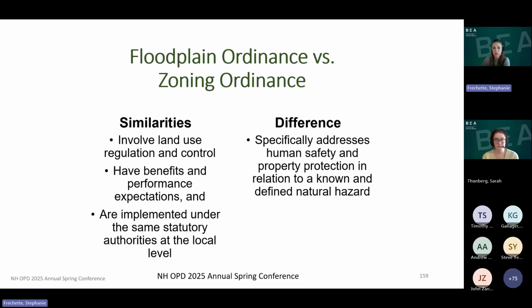The main difference between them is regarding how they address human safety and property protection in relation to a known natural hazard like flooding. So the main difference is that the floodplain ordinance uses the FEMA map to delineate the floodplain, and this is used to address human safety and property protection in relation to a natural hazard.